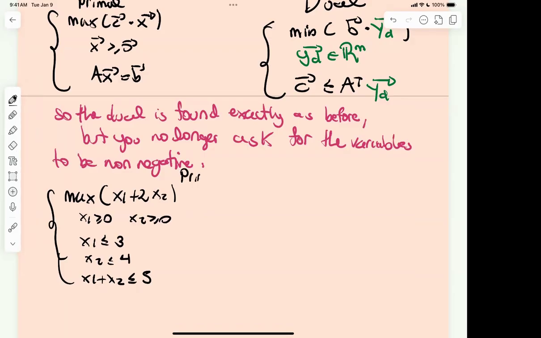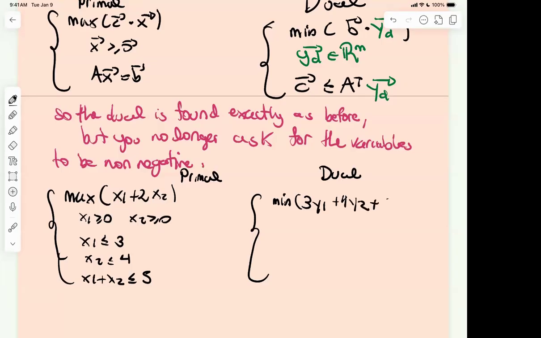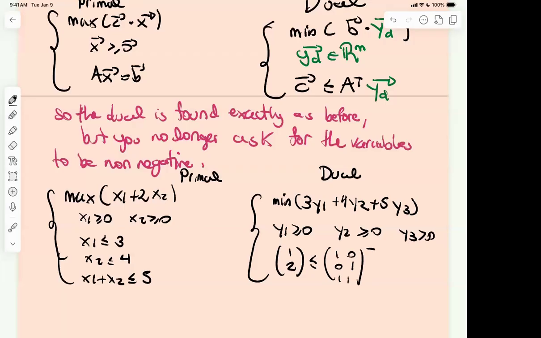So if you had the primal in the inequality version, where everything is with inequalities, then it would become the min, right? You take these coefficients, 3, 4, 5, so it's 3y1 plus 4y2 plus 5y3. Now you want each variable to be non-negative. And then the vector c is 1, 2, so that's a vector of coefficients. And then the matrix transpose, I'll just write it: 1, 0, 0, 1, 1, 1 transpose, less than y1, y2, y3. Okay, that's how that would look.